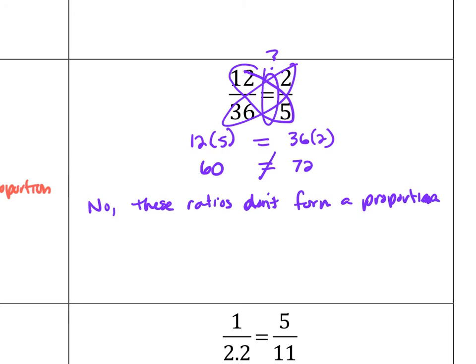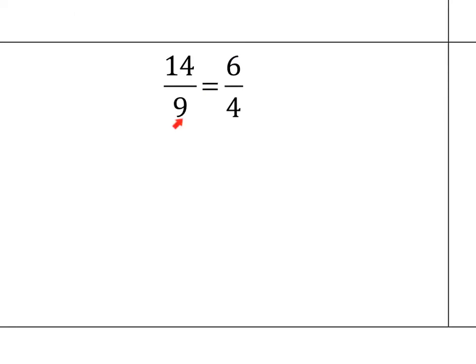All right, so I'd like you to try the next two on your own. Please write down these two ratios on a piece of paper. 14 is to 9. Is that the same as 6 is to 4? So would you write that? And then choose the best answer for this question. Do these two ratios form a proportion? Please tell why by showing your cross products.